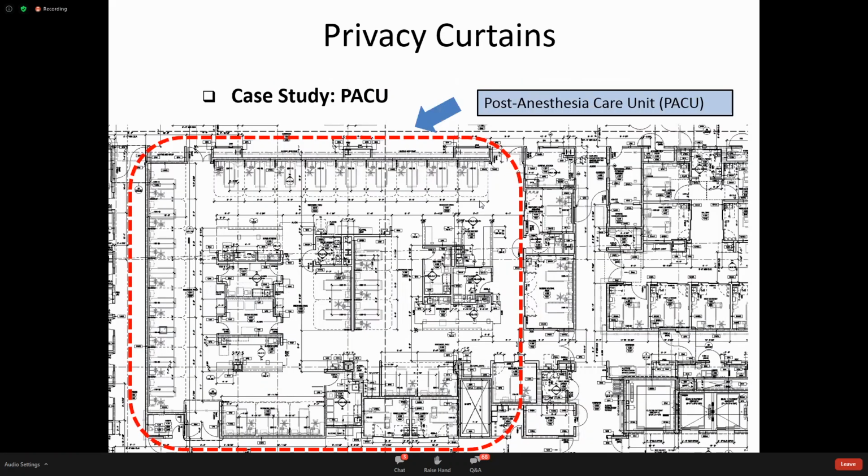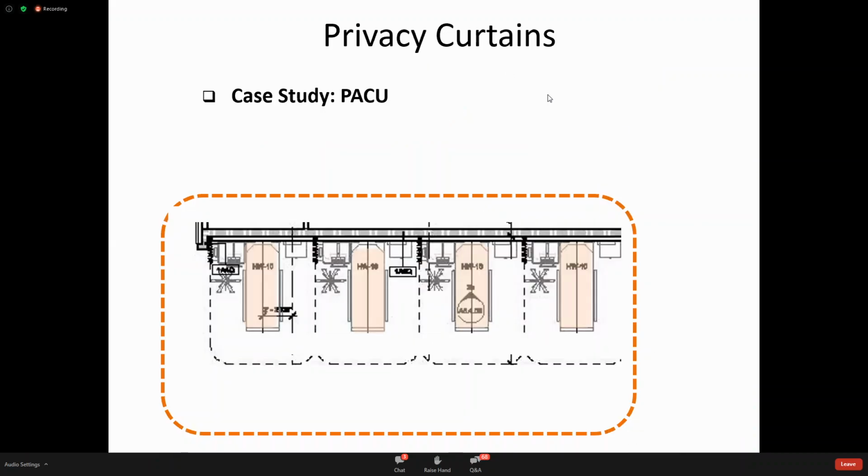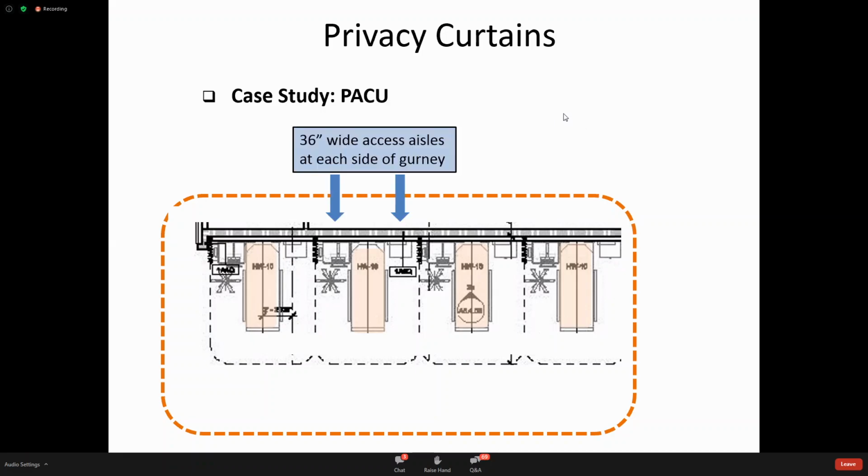So that then took me to another iteration of this. A case study in a PACU, post-anesthesia care, where we've got a whole row of recovery bays. When we look at the recovery bays, we go back to that earlier section of code where we want to keep a 36-inch aisle on both sides, because this is not a general exam room. This is a gurney. So we have to have an aisle on both sides. Not a problem. When we drop in our curtains shown here in yellow, that should work fine.